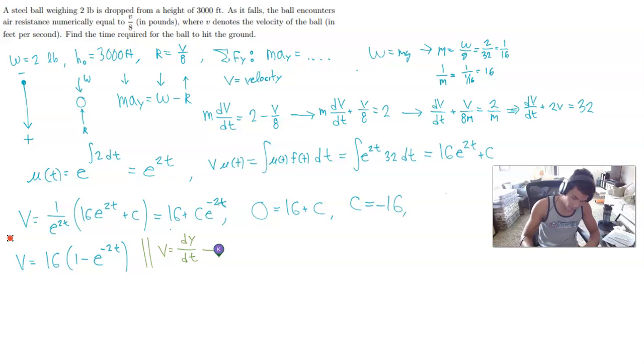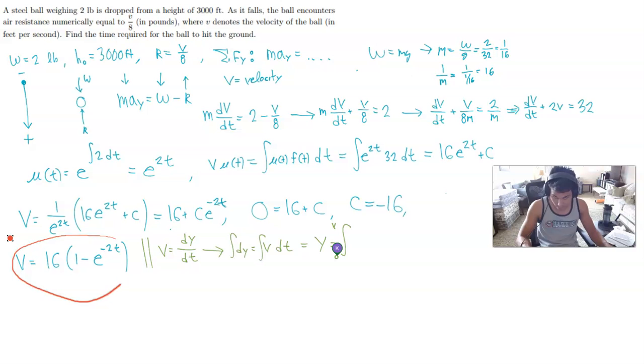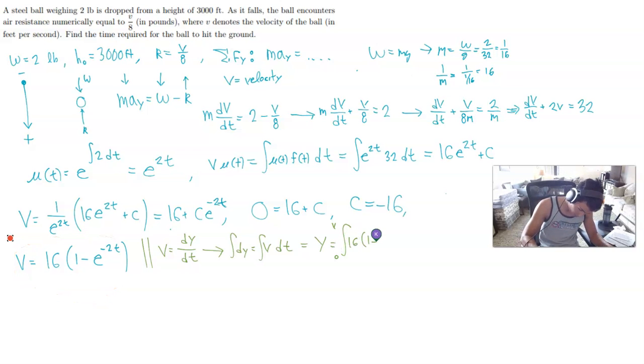Okay, and then what we want is to find y. So we go, dy is equal to what? v dt, right? If we take the integration of both sides, then we can start getting answers that we actually care about. So precisely, we see that y is going to equal the integration now. v goes from some velocity v to 0. Okay, and this is what our integration here is: 16 times (1 minus e to the negative 2t) dt.